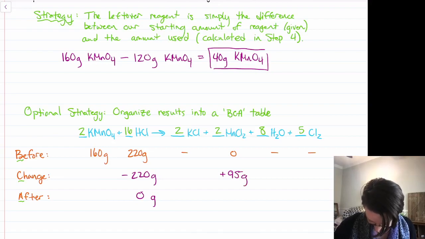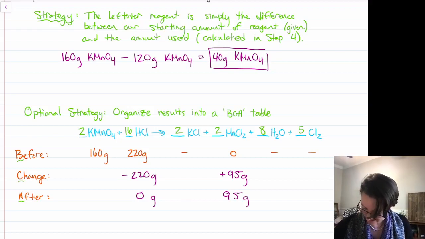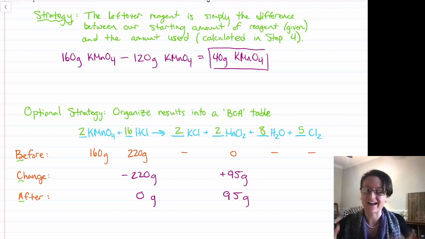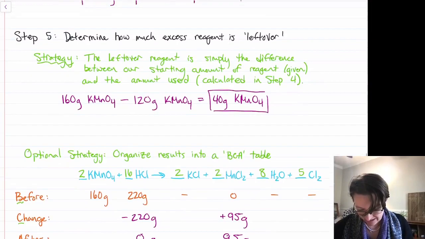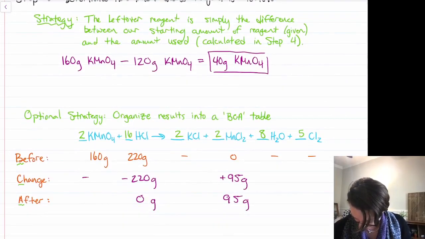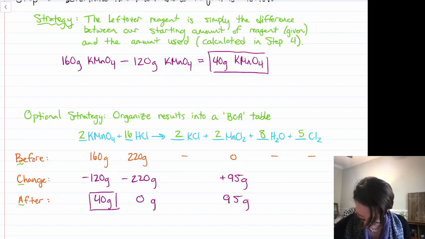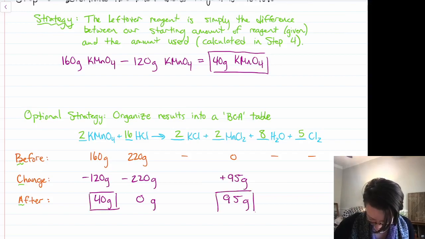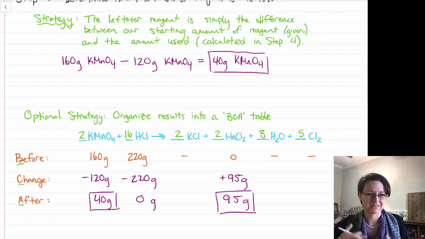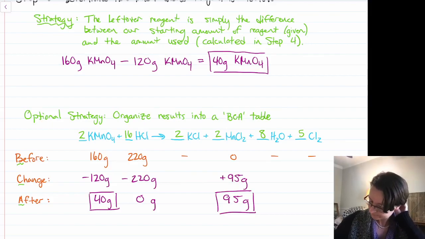We've got our 95 grams of manganese 2 chloride. And then what I wanted to show us was that our excess reagent, potassium permanganate, we calculated that we used up only 120 grams of it. And so when we add together 160 and negative 120, that gives us our 40 grams that are left over. We were asked in the problem to calculate both this 95 grams and this 40 grams, and that's our final answer to the problem.